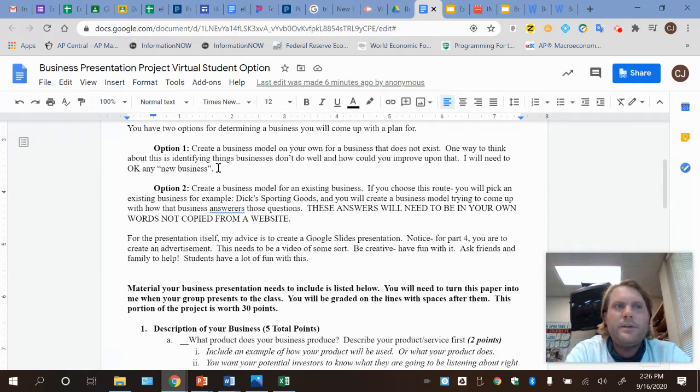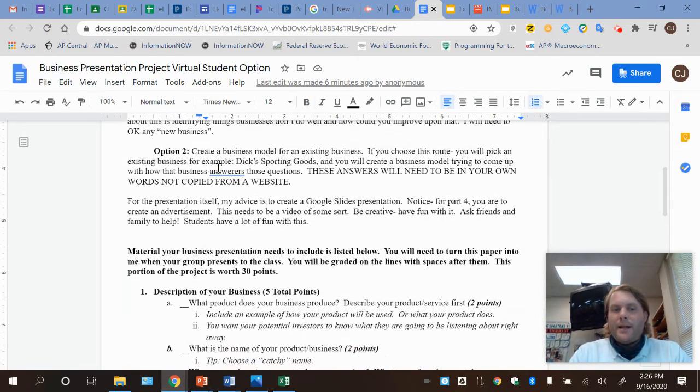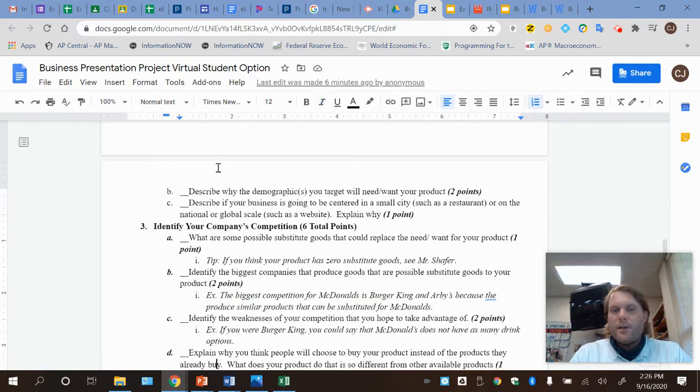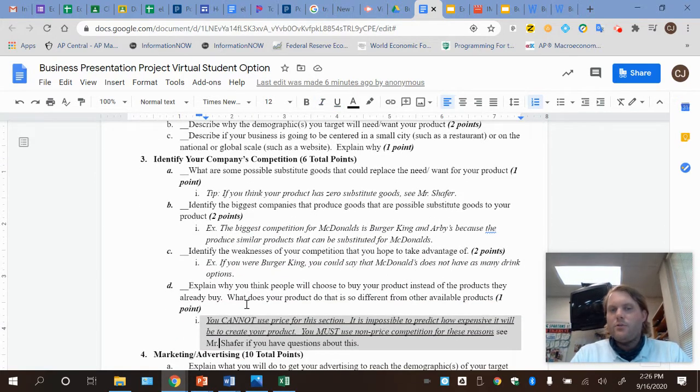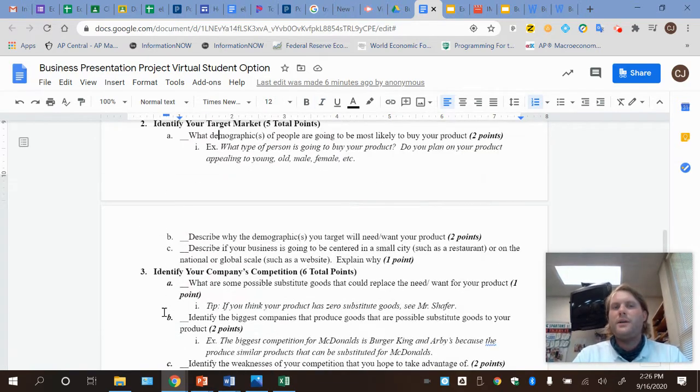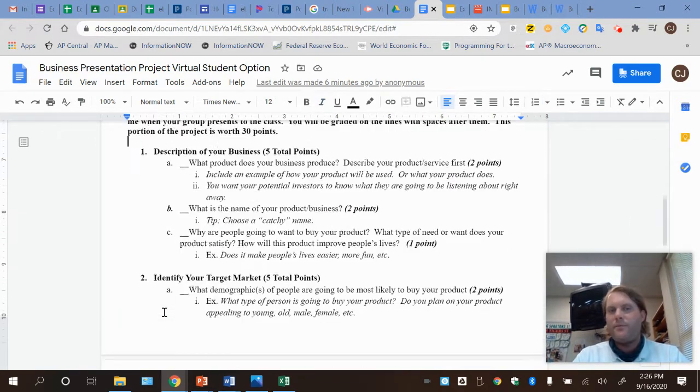And again, it doesn't have to be some new invention. It could also be a restaurant that has specific characteristics that are different than what other companies do. Now, the only restriction on that is when you compete against other existing companies, you cannot use price. So if you're a fast food restaurant, you're going to have the same priced stuff as existing fast food restaurants.